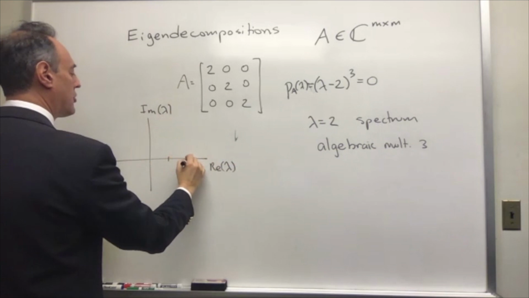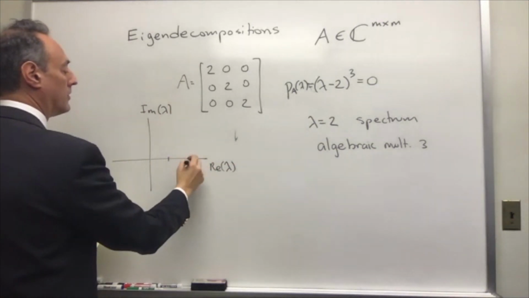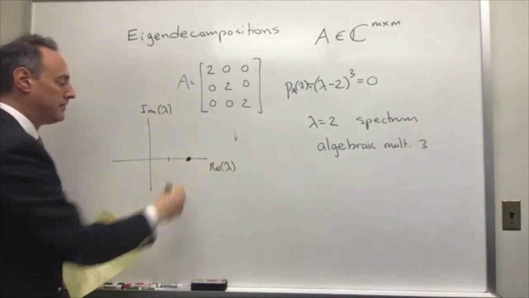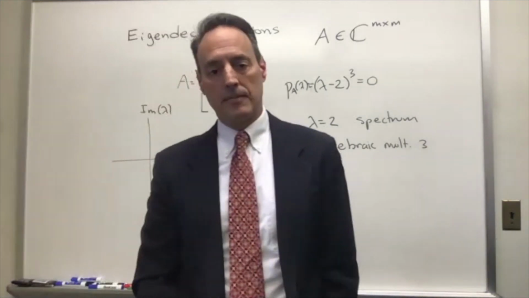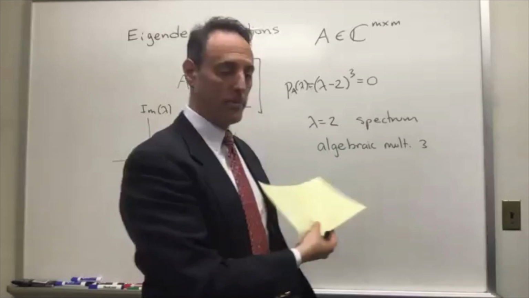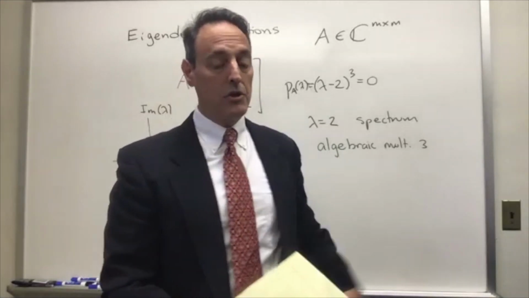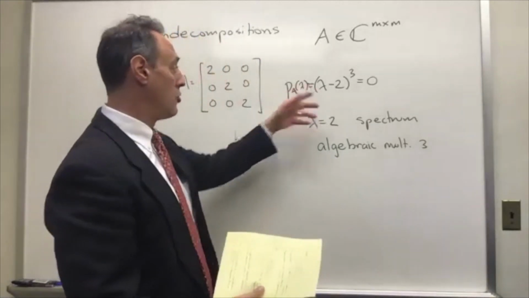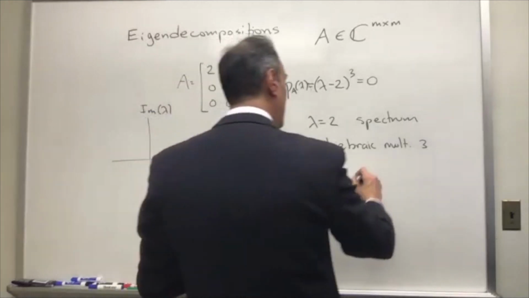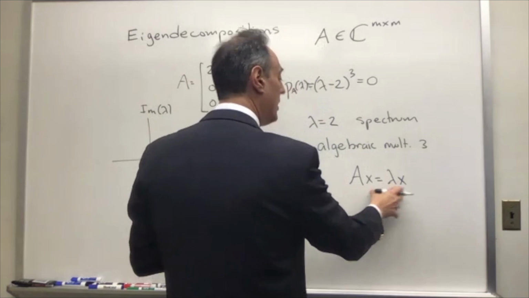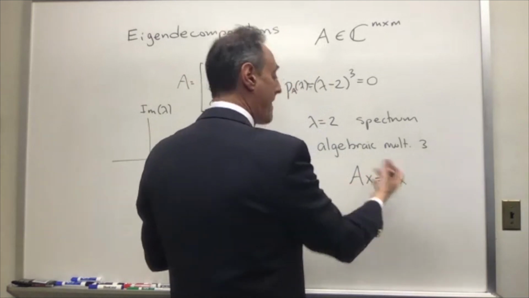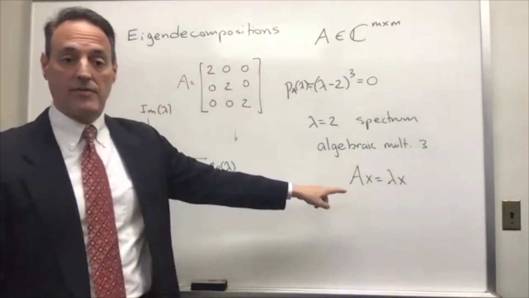And over here at 2, you have a triple root. Okay? And then the question is, what about the eigenvectors? How many eigenvectors does that triple root have? Well, it turns out you can plug 2 back into this problem here. Remember, you're solving Ax = λx. Put in 2. Here's your A. Find the values of x that satisfy that equation.